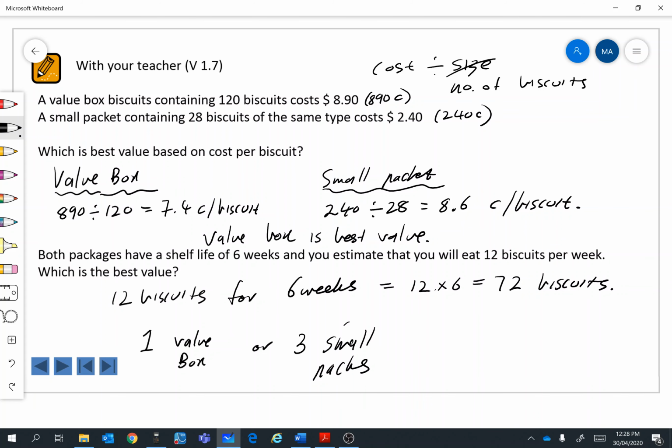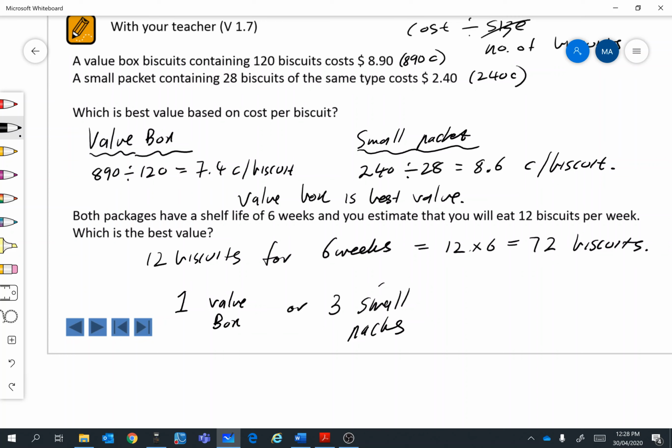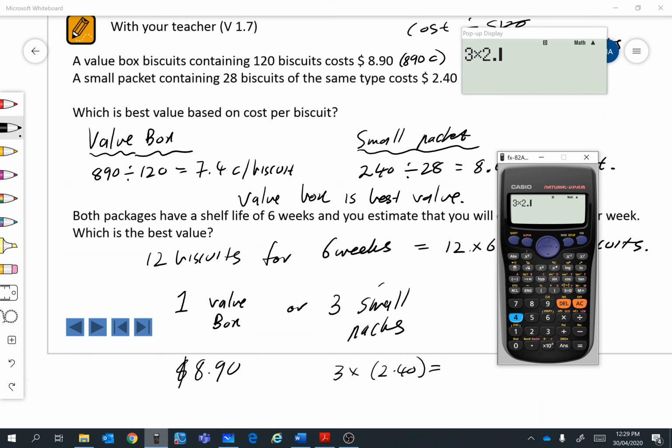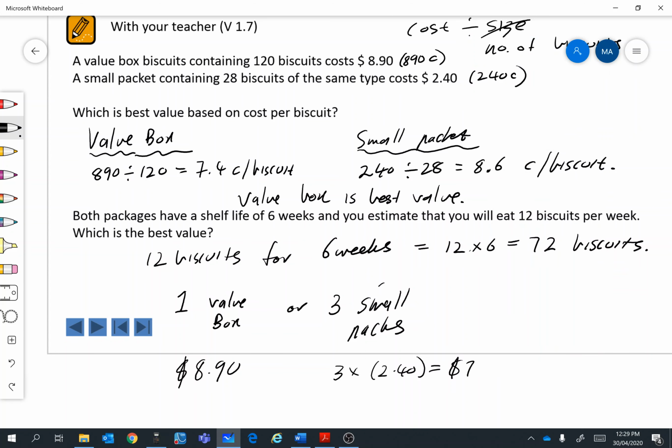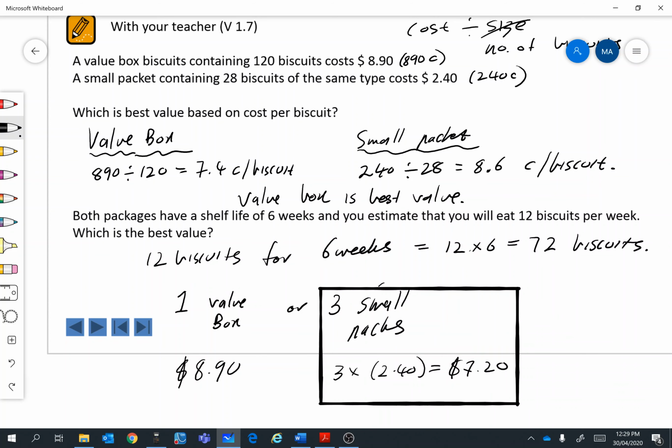All right, so which one is going to be cheaper? Okay, so the one value box is going to cost $8.90. 3 small packs, that's 3 lots of 240. What does that give you? 3 by 240 is $7.20. So in the end, it's not worth buying in bulk in this case because you'll spend less on the 3 small packs. The value box will give you plenty of biscuits, but after 6 weeks, any biscuits that are left in that value box will have passed their shelf life, and you'll probably need to chuck them out.